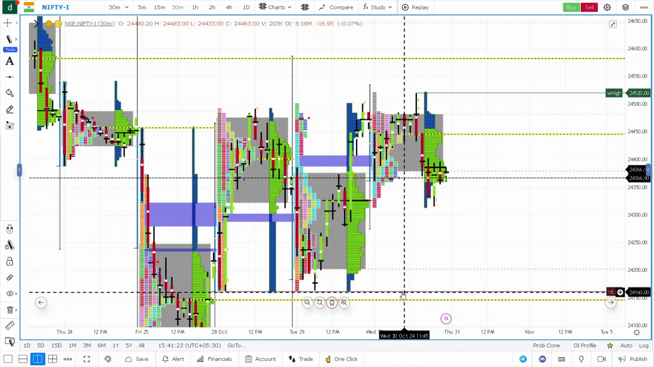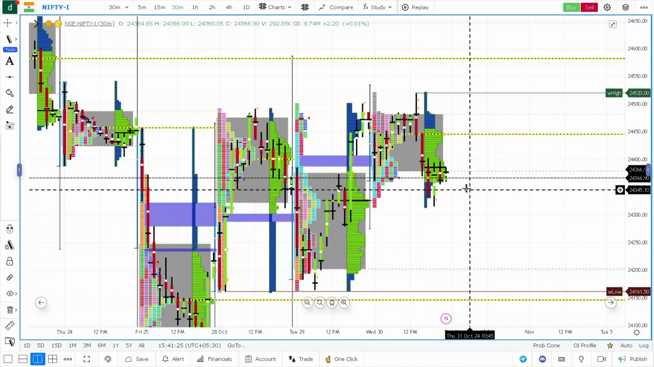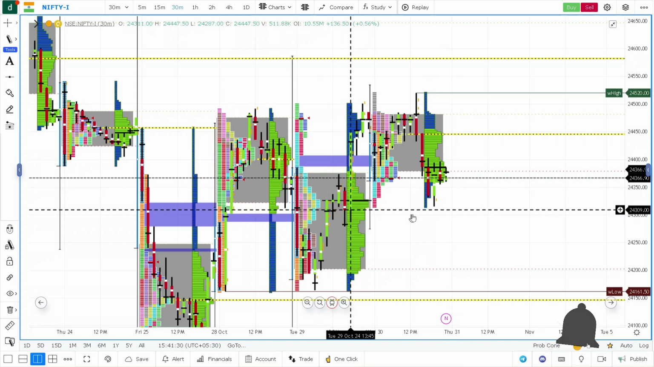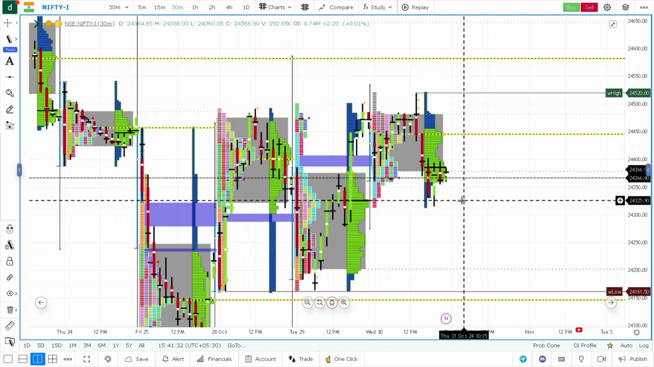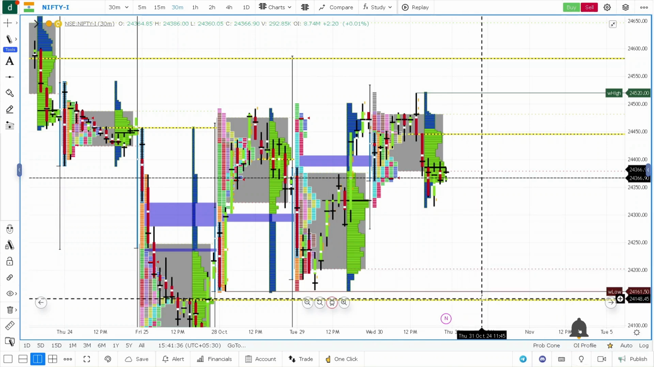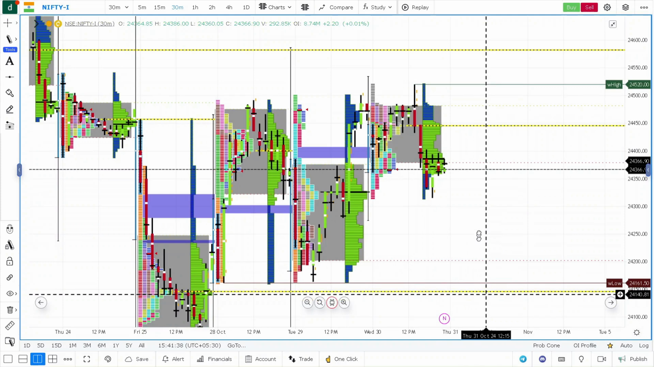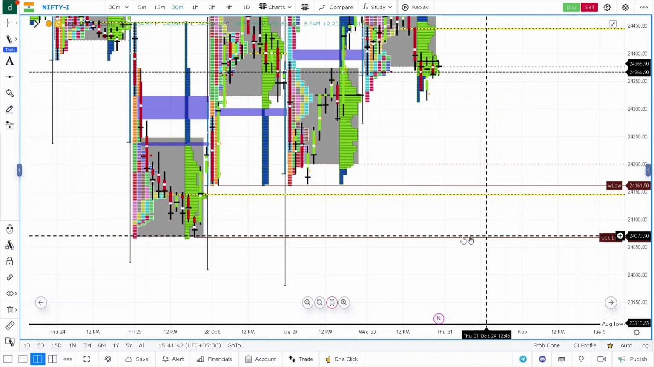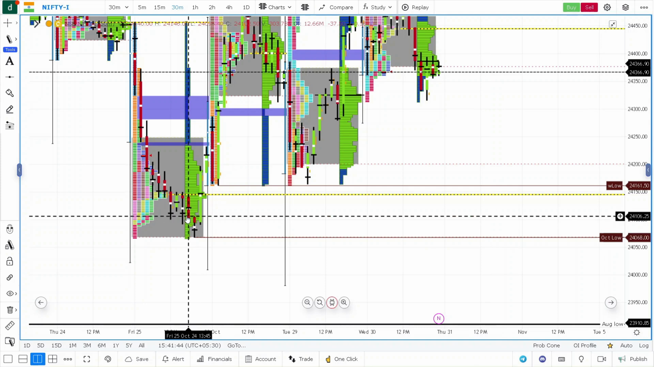There is a possibility tomorrow, if prices open inside yesterday's value area, Tuesday's value area, and sustain for let's say 30 minutes, of a good move to the value area low 24,200 and then 24,150, which is a POC, and you will also see 24,070 levels, which is the value area low of last Friday.